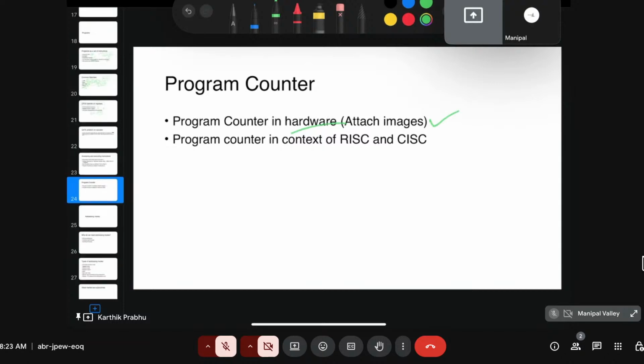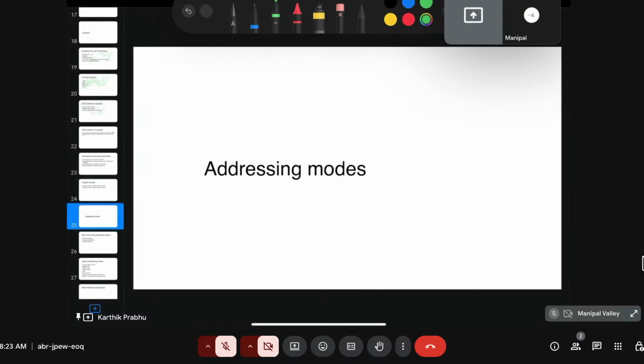But in the context of RISC and CISC, I have explained this. In the context of RISC, it will store the immediate next instruction. But in the context of CISC, it will store based on the number of bytes, like that concept which I told you.